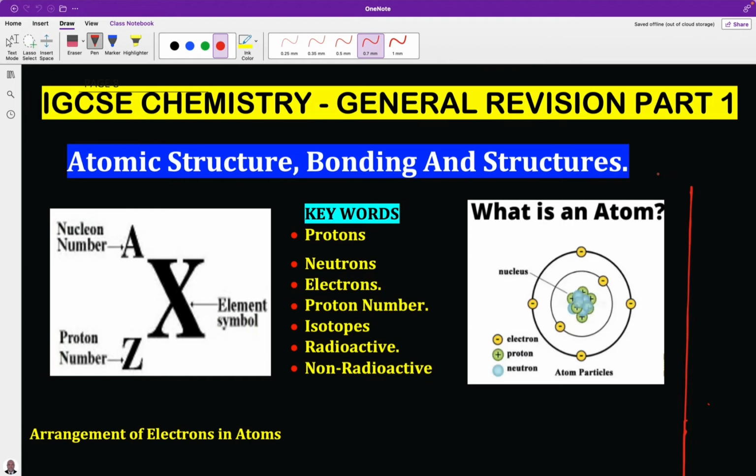But contrary to Dalton's atomic theory, where he mentioned that atoms are indivisible, an atom can neither be created nor destroyed, Rutherford, in his research on the atom, discovered that an atom is made up of subatomic particles. We call them the proton, the electron, and the neutron.